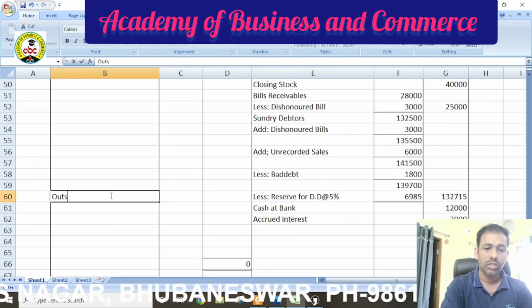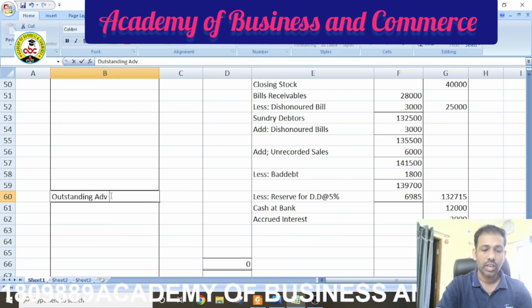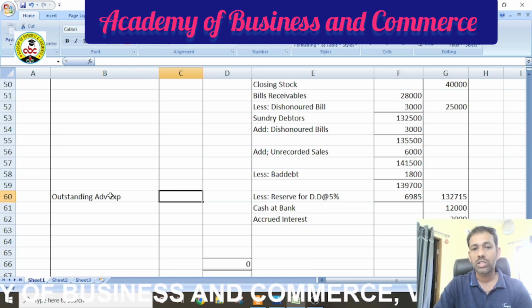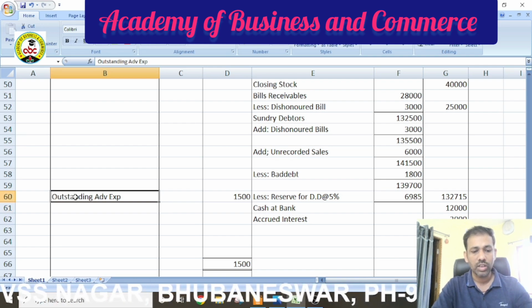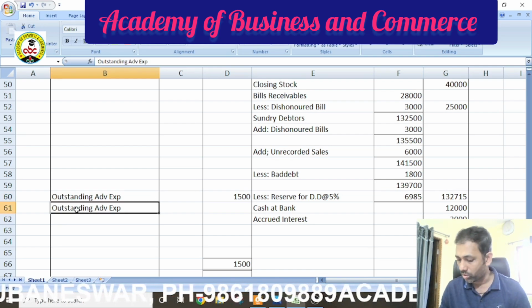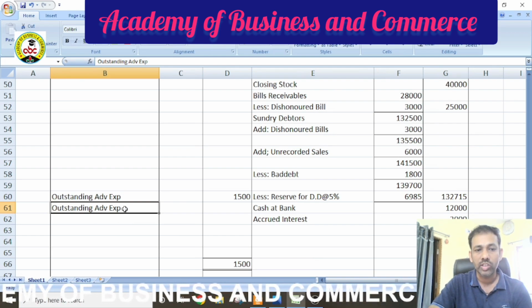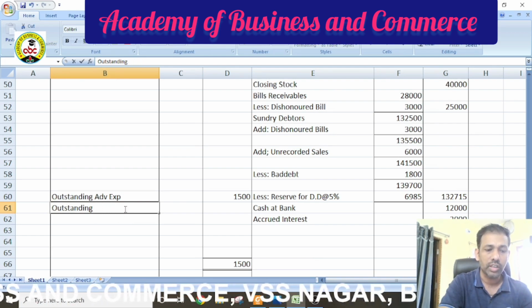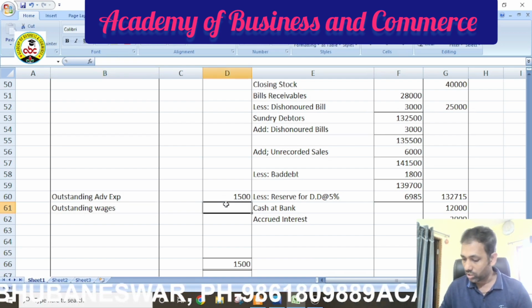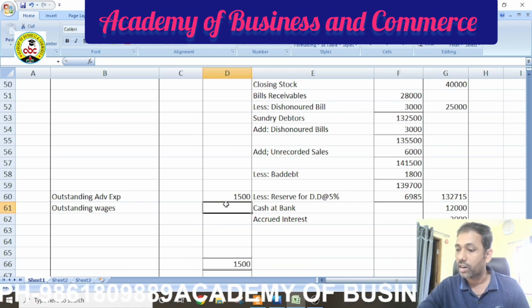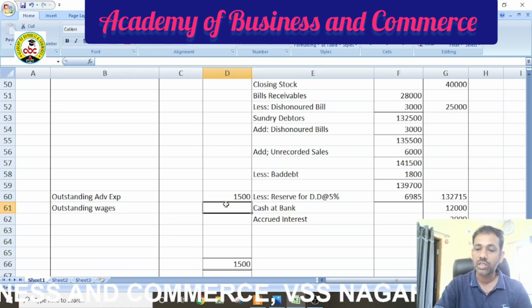Outstanding advertisement expenses, that amount is your 1,500. And another outstanding expense which is given on the credit side of the travelers, you have to put, because it is given within the travelers, so we have to take it only once. Outstanding wages, one amount is given on the credit side. Outstanding wages is a liability, that means current liability. The outstanding wages amount is 700. Yes, 700.